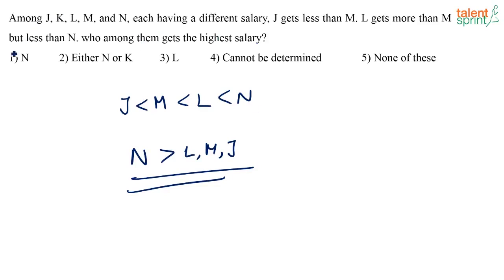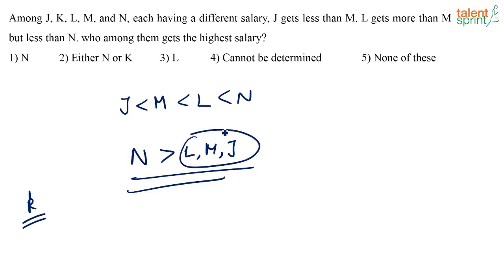See how many people are there? J, K, L, M and N. Now I don't know about the salary of K. Is any information given about the salary of K? Where can K be? See, K can be greater than N or less than N. We do not know, right?